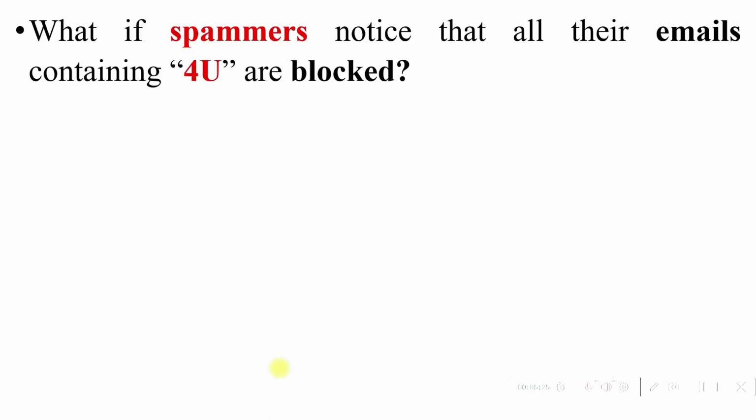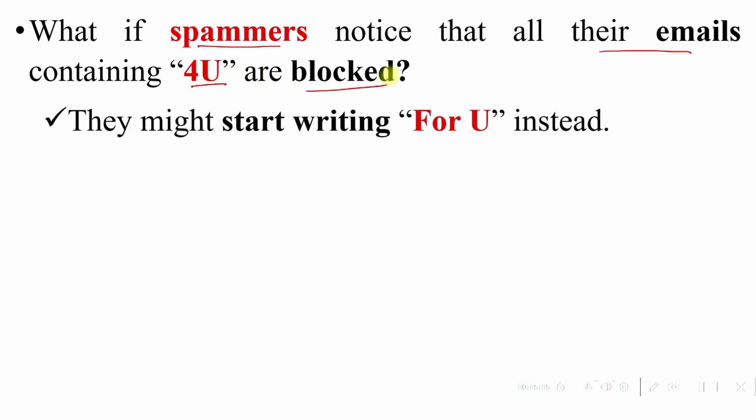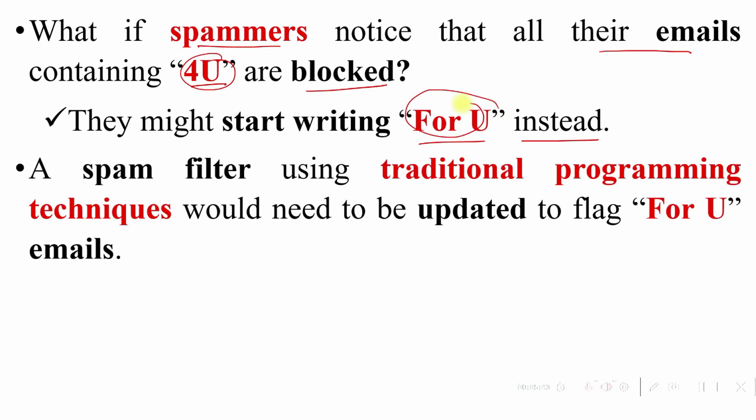Now, what if spammers notice that all their emails containing "for you" are blocked? At that time, they might start writing "4U" instead. So instead of "for you", they will write "4U". A spam filter using traditional programming techniques would need to be updated to flag "4U" emails.